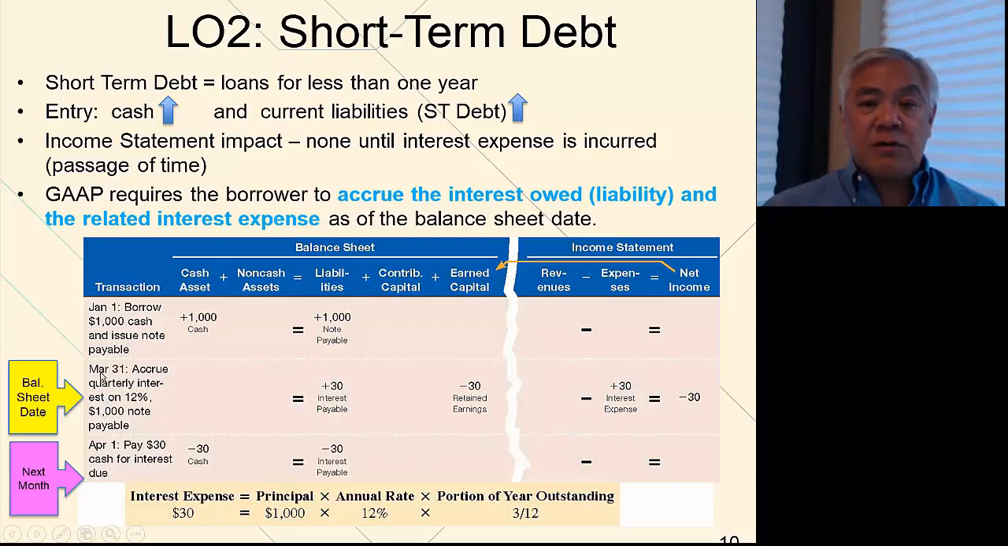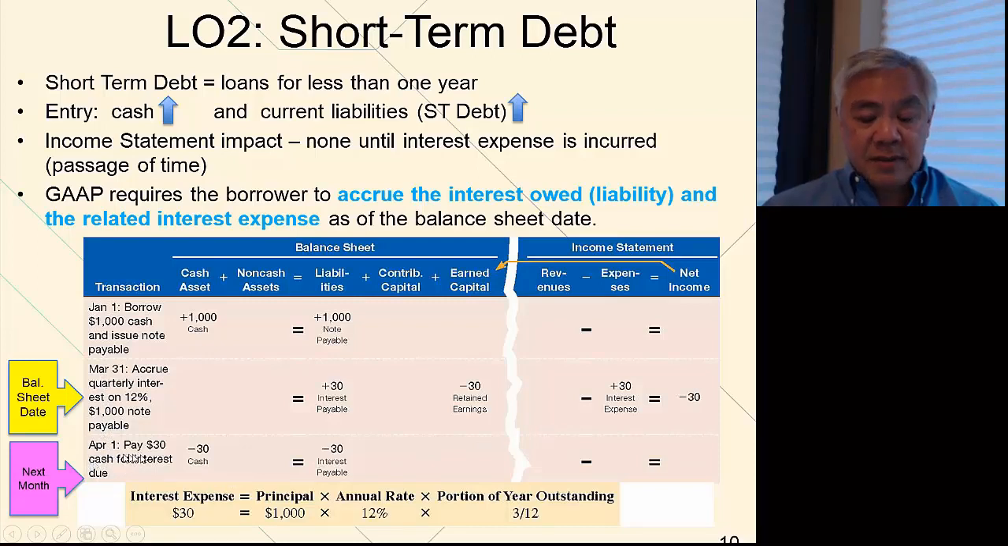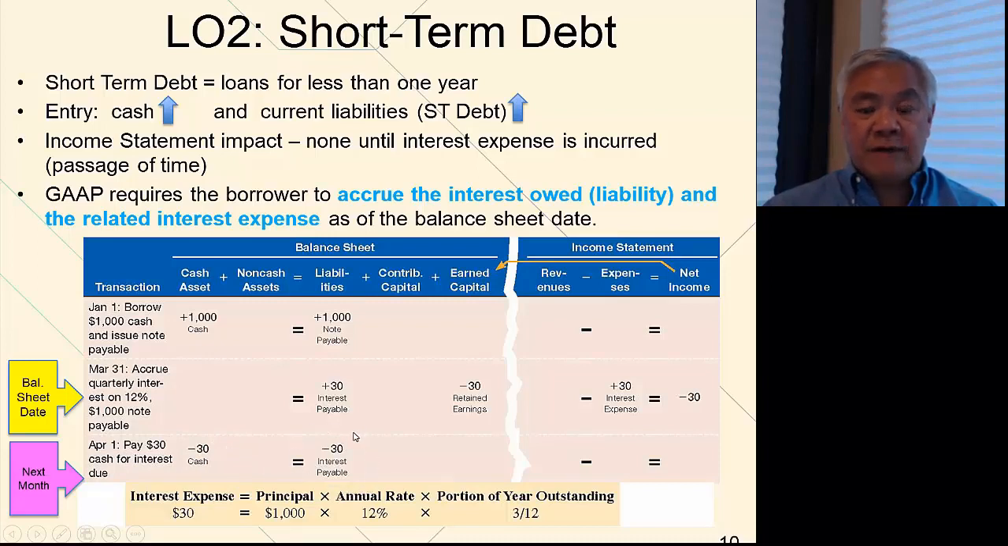Now notice that March 31 is the statement period. Now in April, we pay the interest. When we pay it, we reduce cash, $30, and we reduce the liability, because we won't owe it after that, of $30. We record the expense in the month, or in this case, the quarter in which it's incurred, and we pay it when we pay it. And then we have no income statement impact because we previously provided for that.